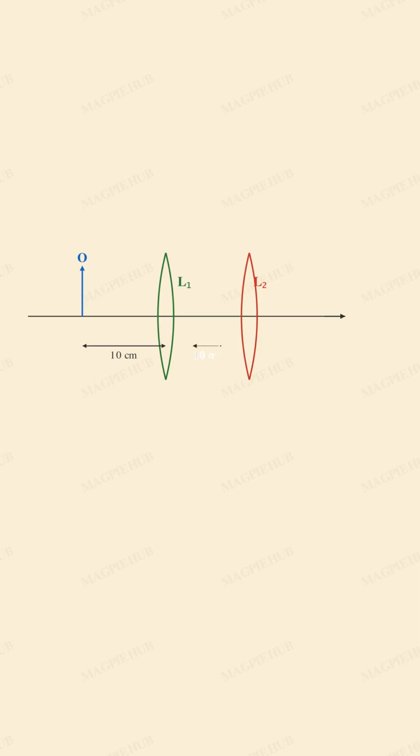All curved surfaces have radius of curvature equal to 20 cm and the refractive index n is 1.5. We need to find the total magnification of this two-lens system.